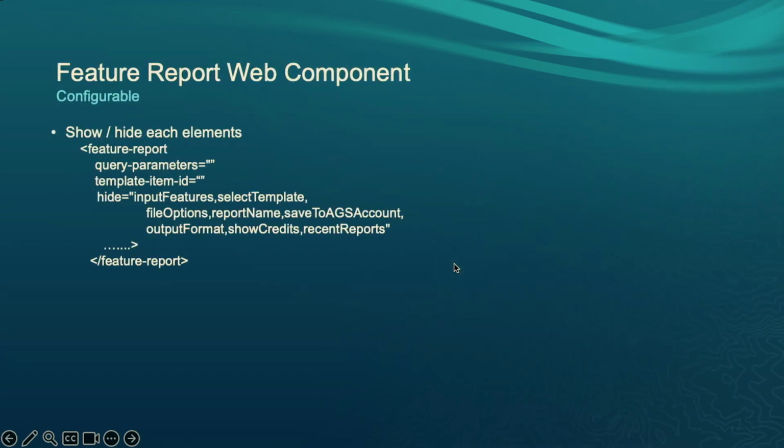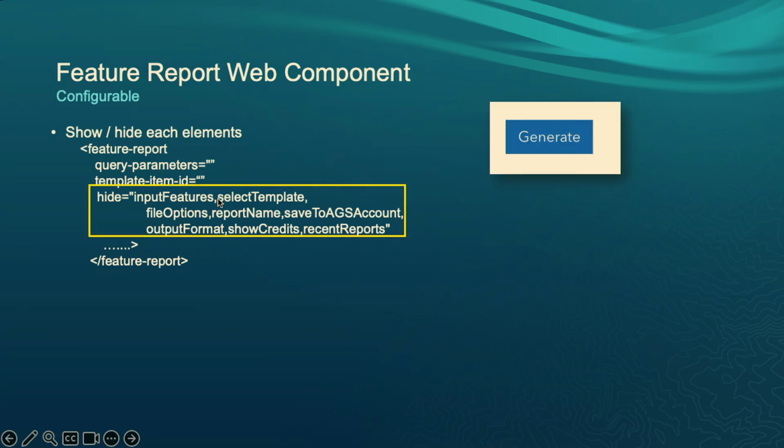Maybe someone will say the report view is complicated. I want it to be simple and clear because maybe I have already predefined some settings, so I don't want to show them in the interface. Yes, you could use the hide parameter to hide some elements in the view. If all the parameters are specified, we could hide all the elements and only show a Generate button like this. So it will be more clear and simple.